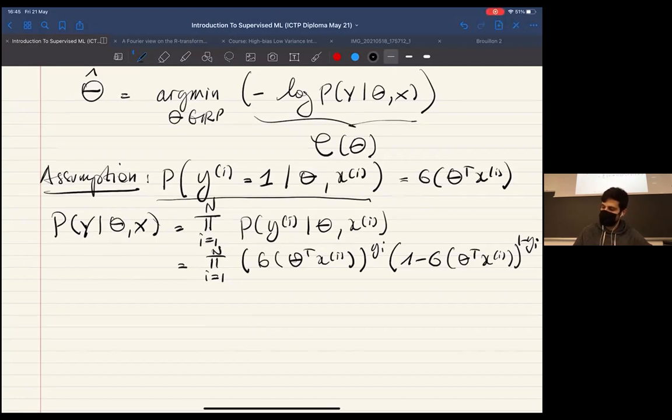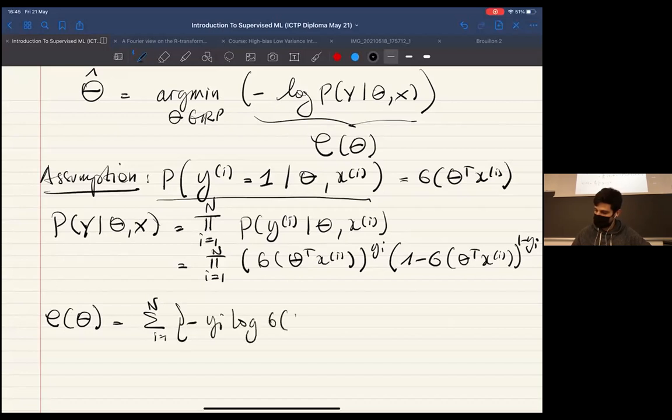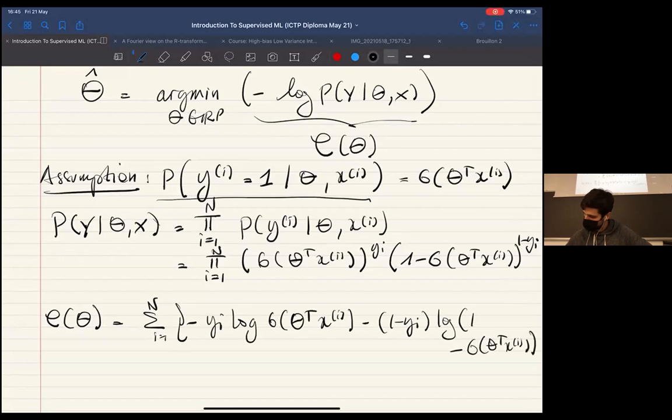And then, therefore, the log likelihood, you take the log of that, and the cost function is minus the log of that. And therefore, it is the sum over i of minus yi log of sigma theta transpose xi, minus 1 minus yi times log of 1 minus sigma theta transpose xi. This is our cost function, which is called the cross entropy.